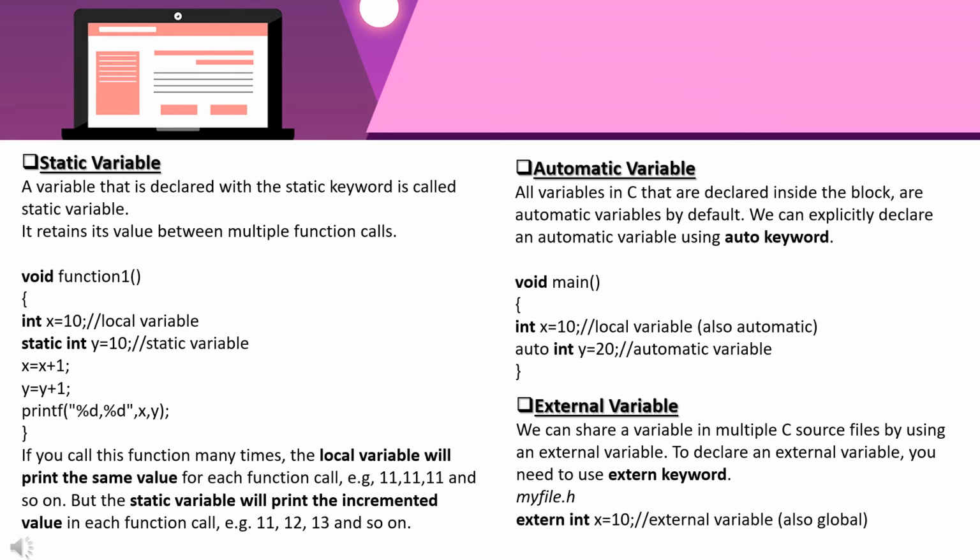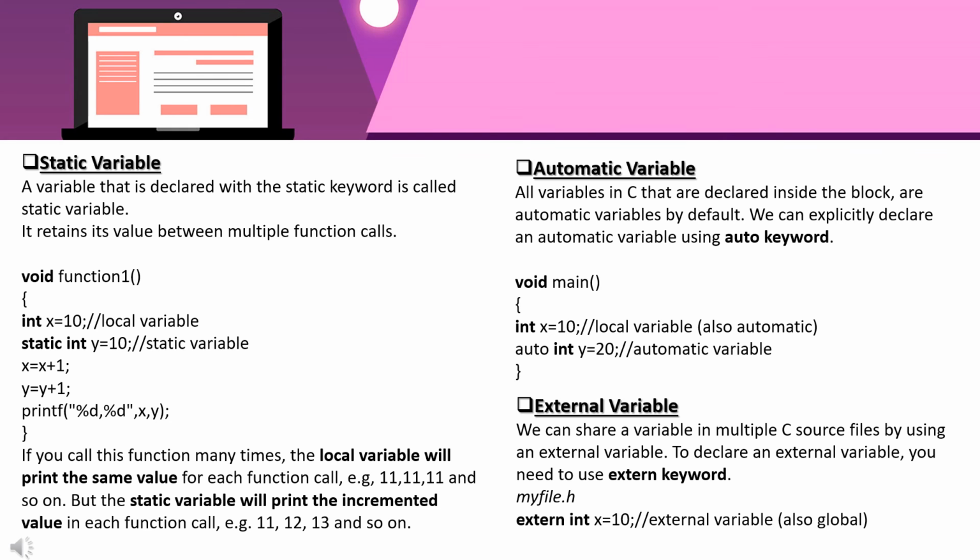Now I am giving the logic, that is x equal to x plus 1 and y equal to y plus 1, and next print it. Then 11, 11, 11 and so on will be printed for the local variable, but for the static variable the incremented value will be printed in each function call, that is it will be 11, 12, 13 and so on. The next one is automatic variable.